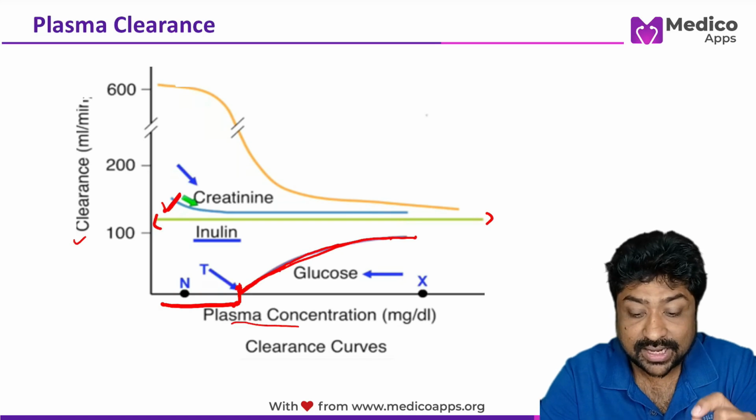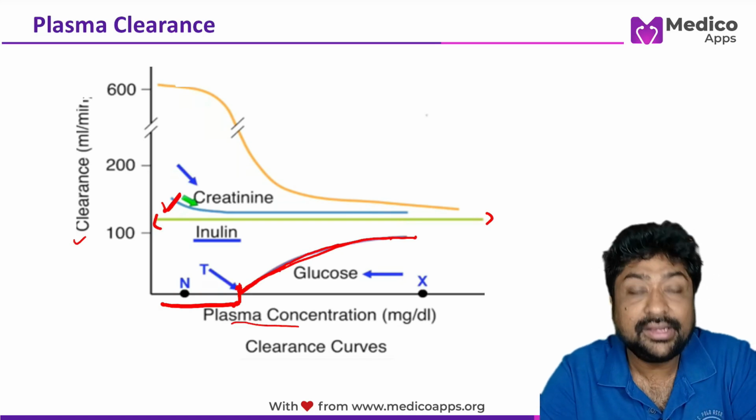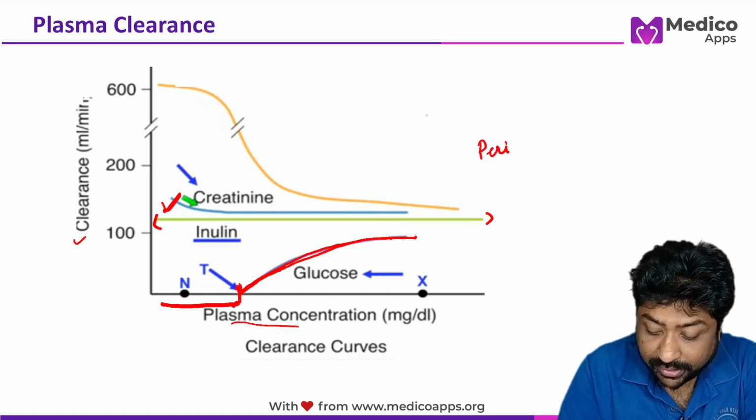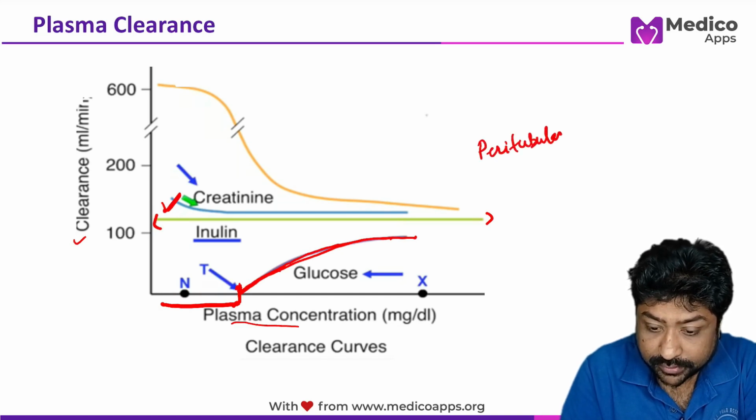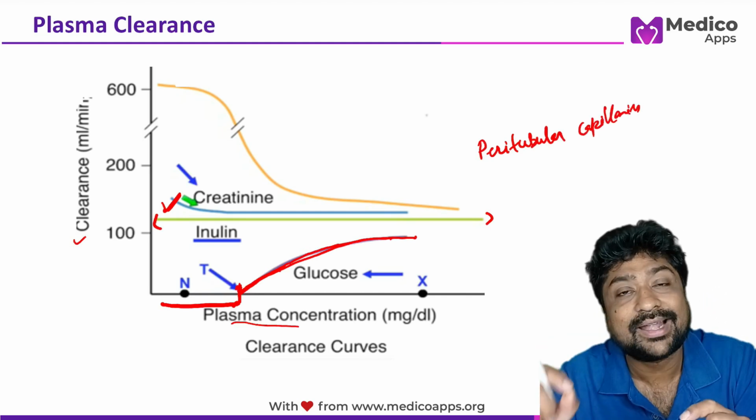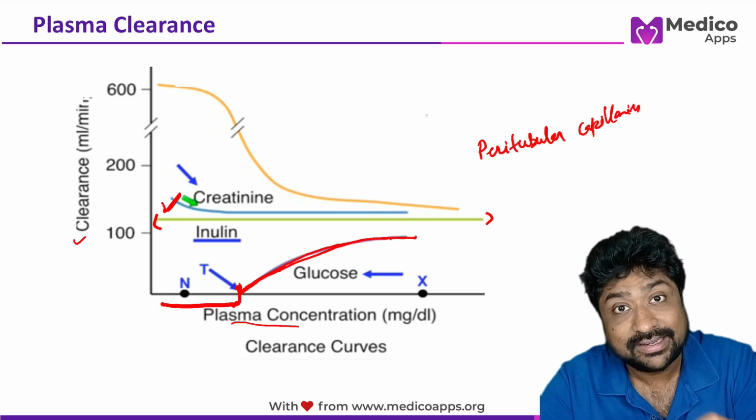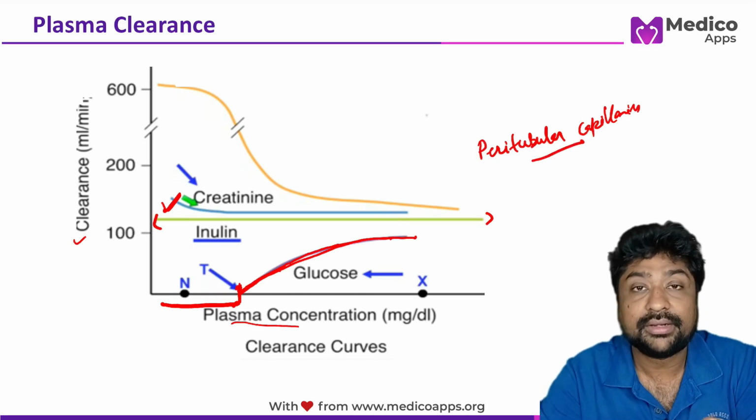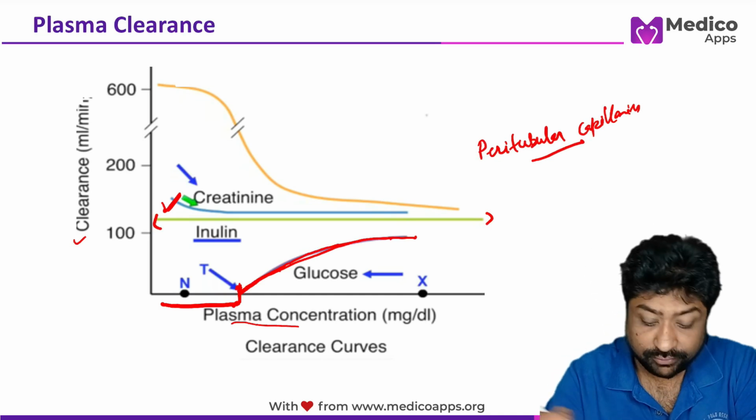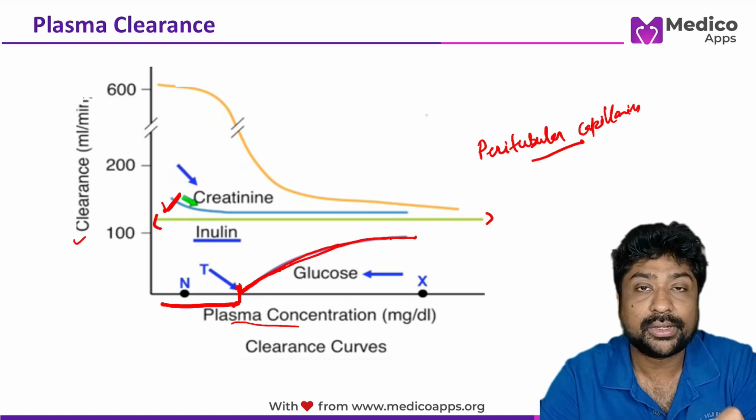Now why does creatinine have higher renal clearance at all levels as compared to inulin? The answer is that, remember, creatinine is always secreted by the peritubular capillaries into the urine. So some amount of creatinine is actively secreted by the peritubular capillaries into the urine. So the clearance of creatinine in urine will always be higher as compared to inulin.